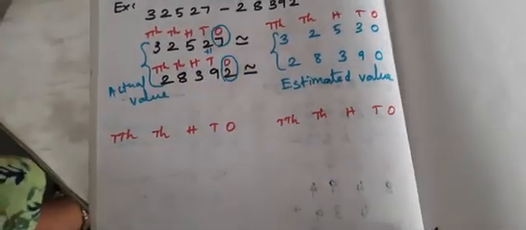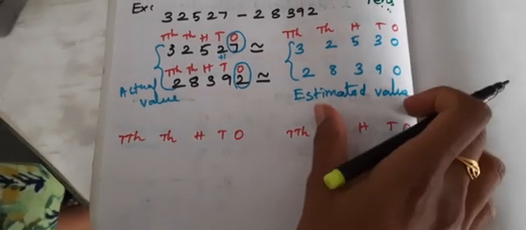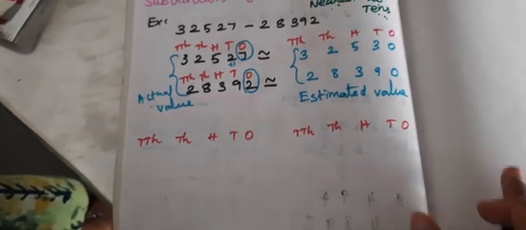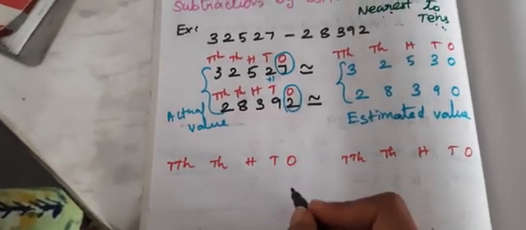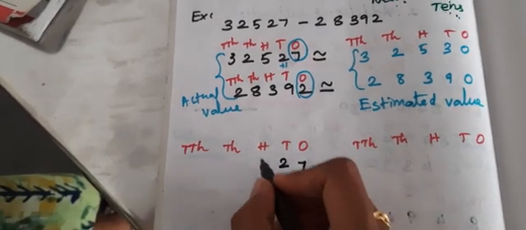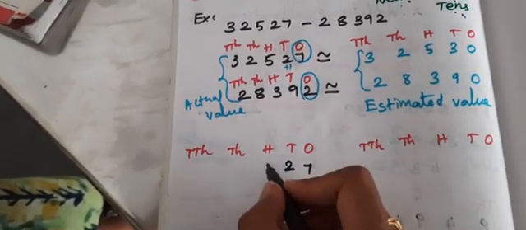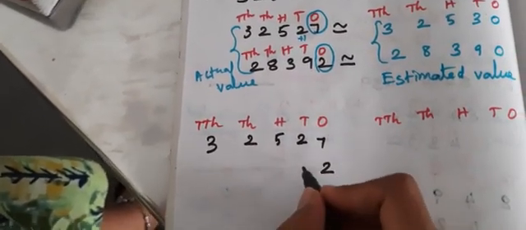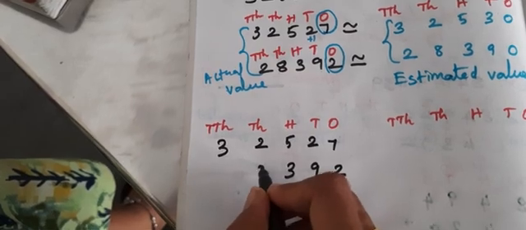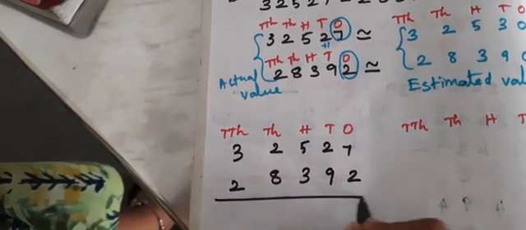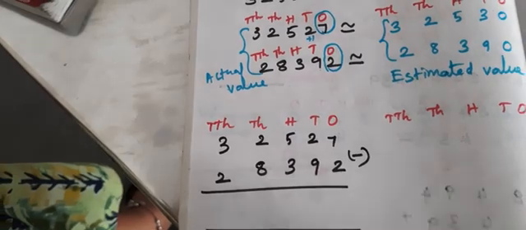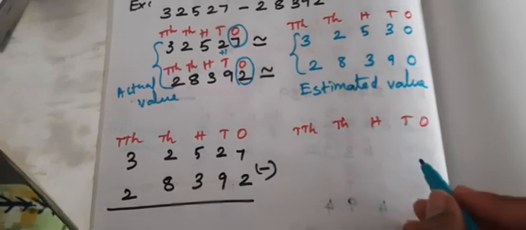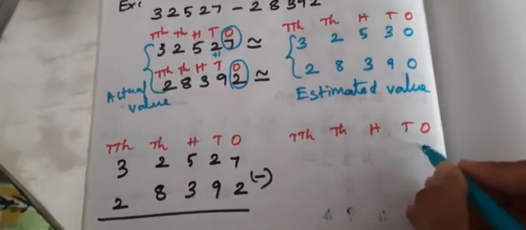Now I am going to arrange that actual value and estimated value to get the actual difference and the estimated difference. Okay, listen carefully. If I use the black, that means that is the actual value. Each and every sum, you should write the symbols. If I use the blue, that means that is the estimated value.